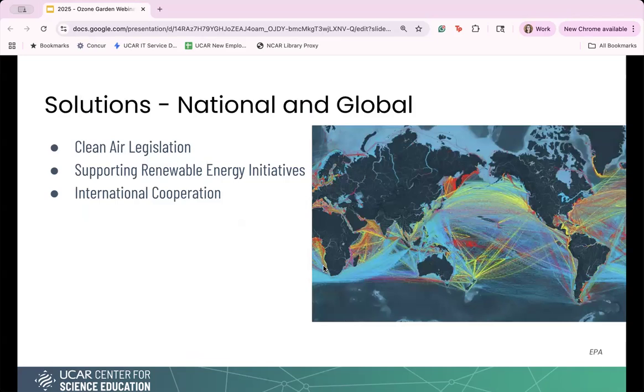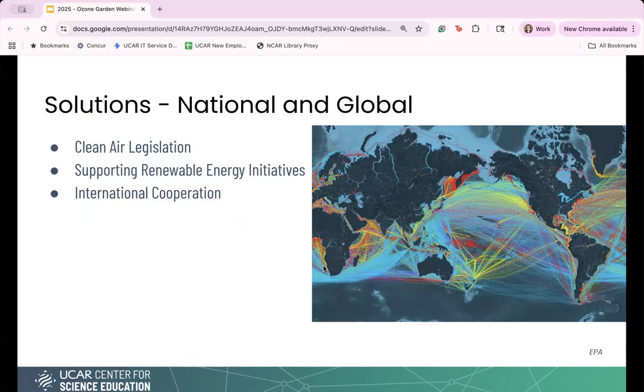So I'm going to go through some of these different types of solutions, looking at both sphere of influence and also more detail about the type of topic. This first one is looking at national and global solutions. This can be cleaner legislation, support for renewable energy initiatives, and also international cooperation.